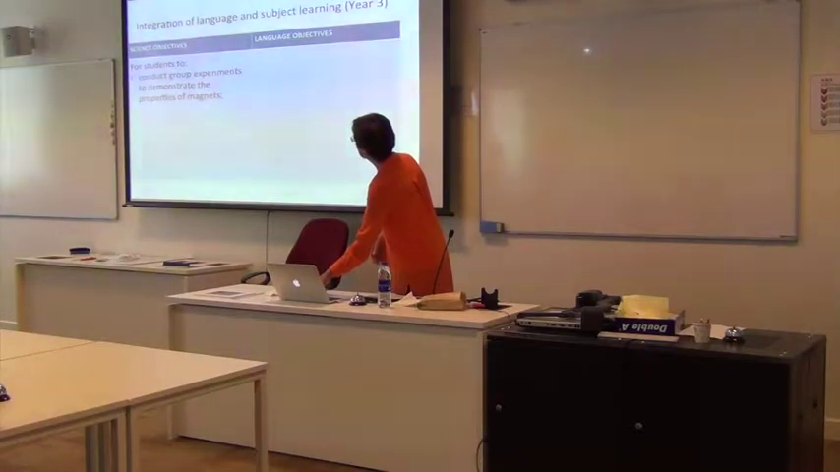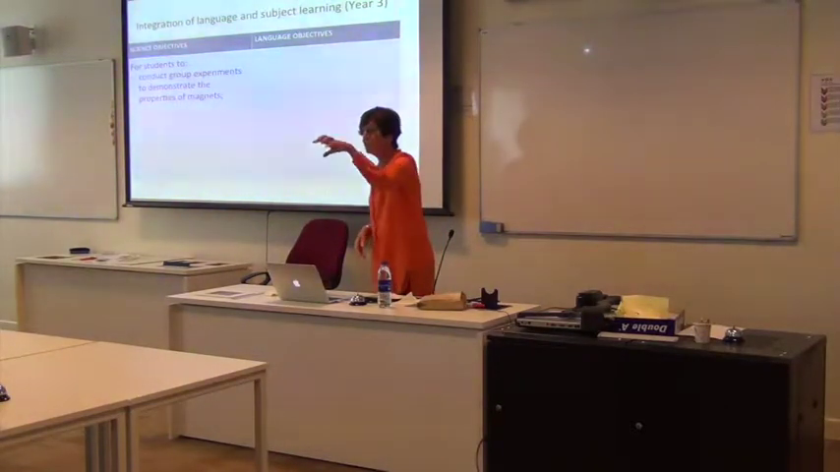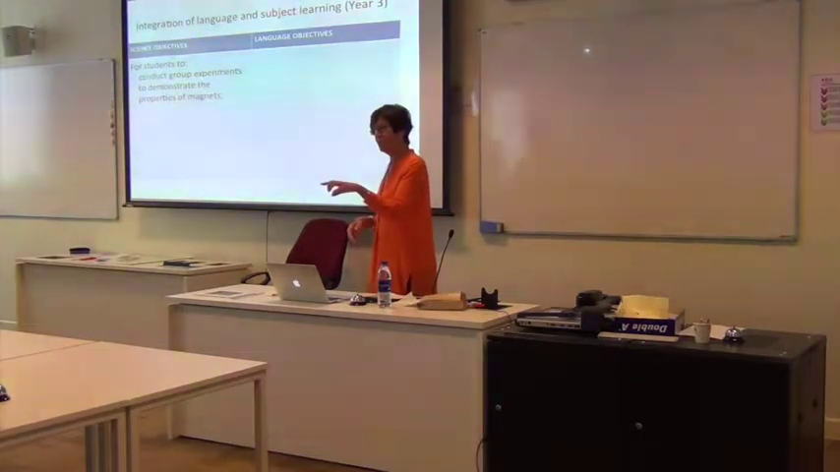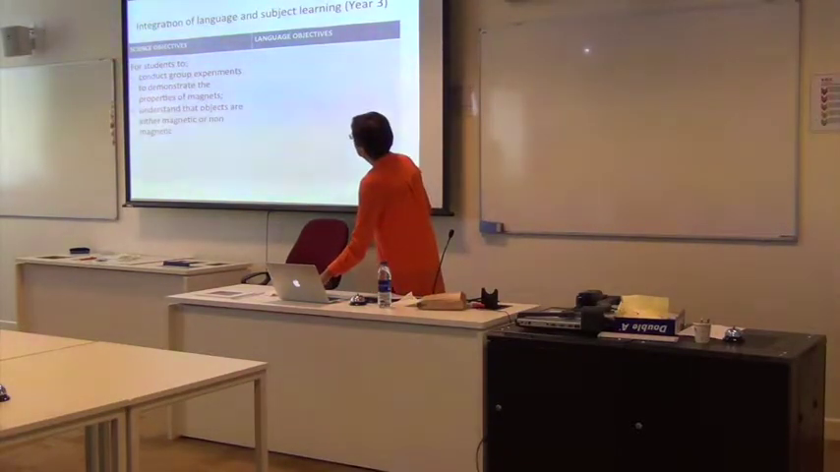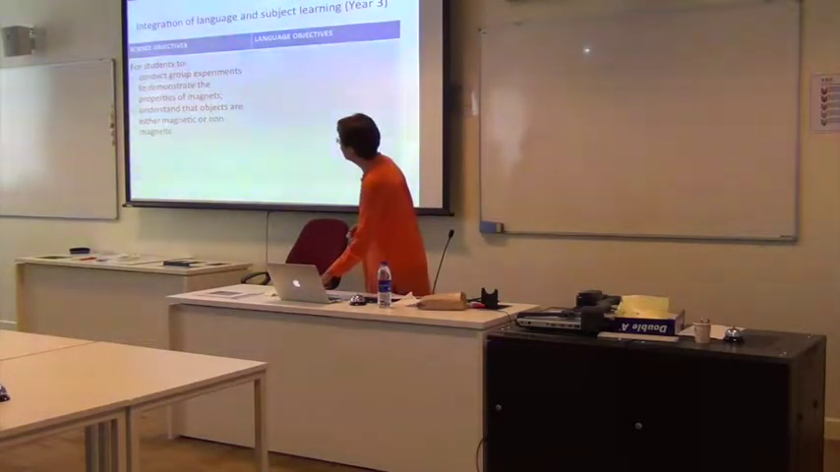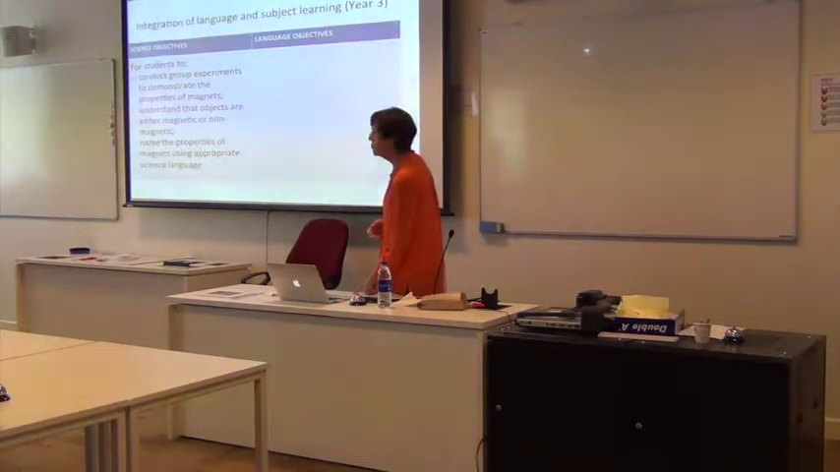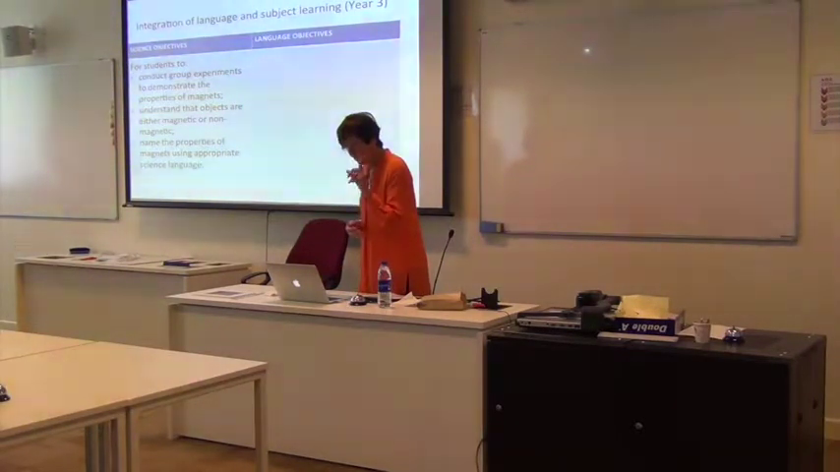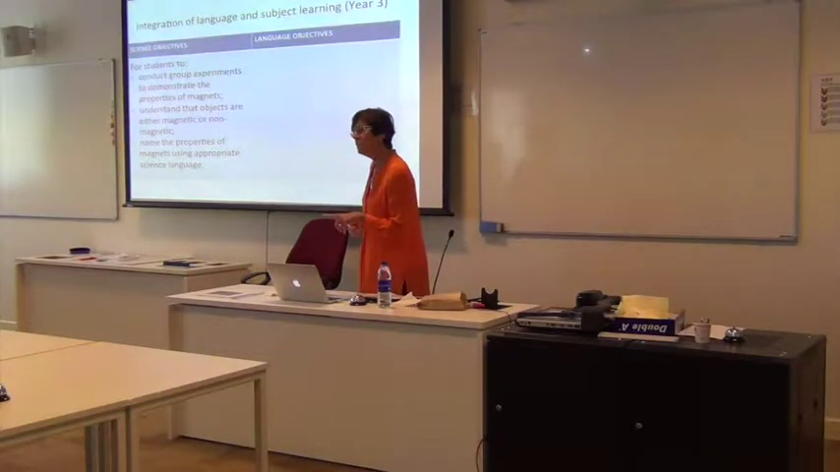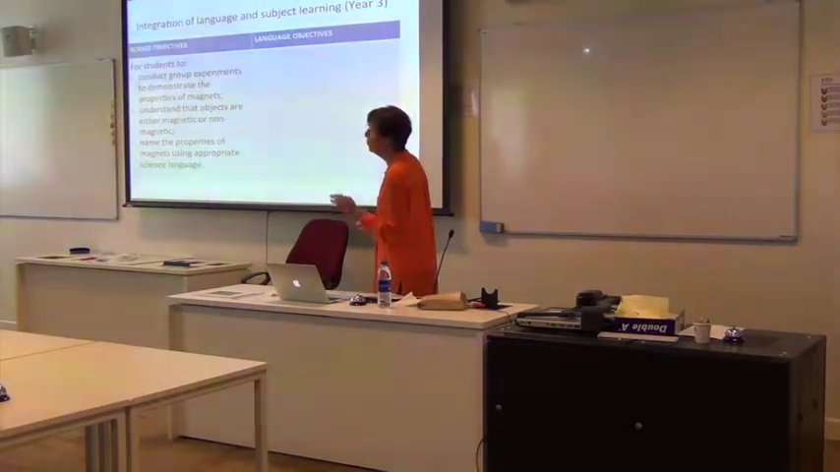One of the objectives was for students to conduct group experiments to demonstrate the properties of magnets. Each group did a different experiment, but all of the experiments illustrated the properties of magnets. They wanted the students to understand that objects are either magnetic or non-magnetic, and they wanted the students to name the properties of magnets using science language, science concepts. Oh, I forgot to tell you, this was year three, which means that the children were about 7 years old. It's their third year of school, fourth year actually.